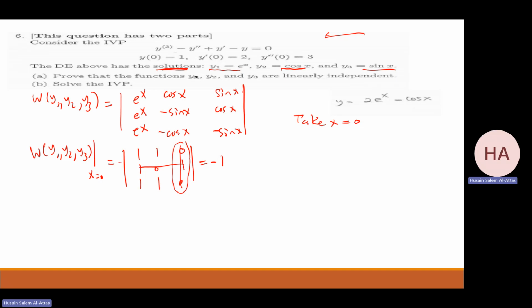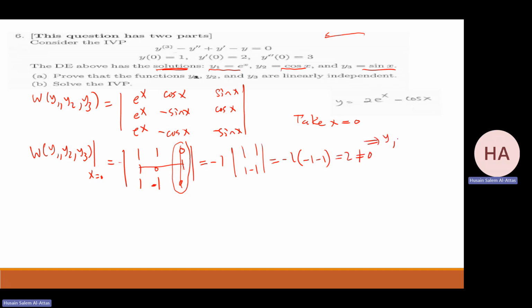Did I make a mistake? Cosine x minus sine x, minus cosine x, sine x, only cosine x minus sine x. At 0, e to the power 0 is 1, so 1, 1. Cosine 0 is 1, 0, 1. Oh, this is minus 1, sorry. Okay, so now it's correct. Now minus 1, 1, 1, 1 minus 1. That will be minus 1, minus 1, minus 1. That gives me minus 2, not equal to 0.